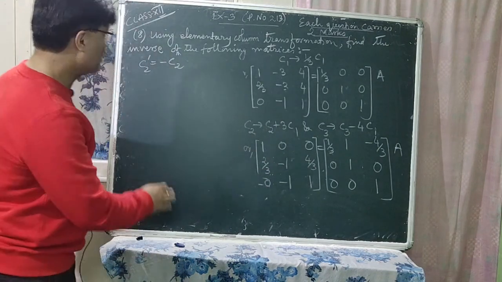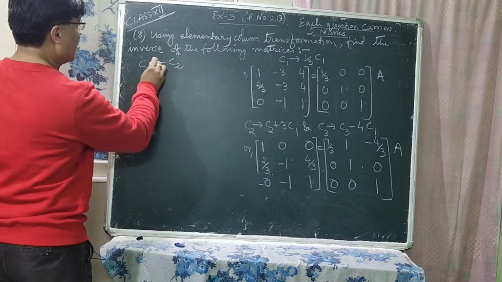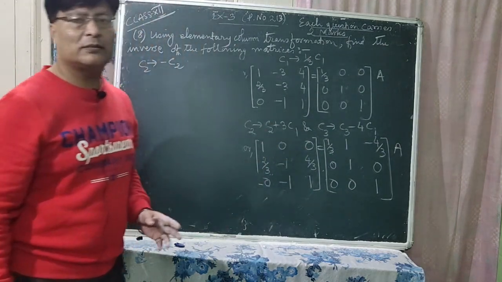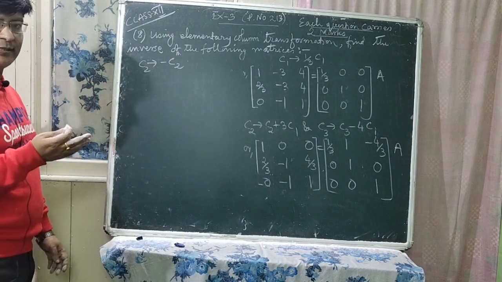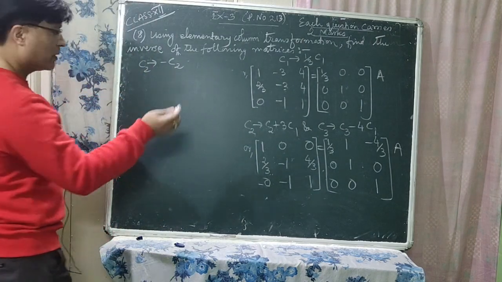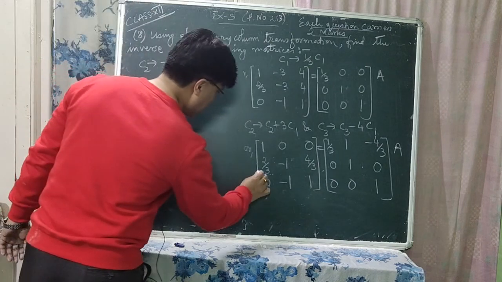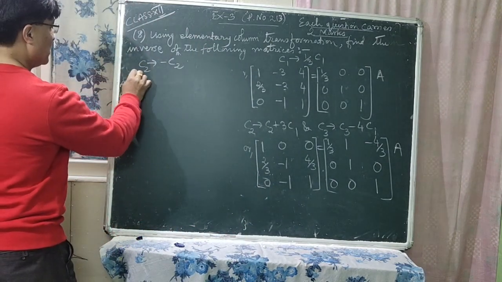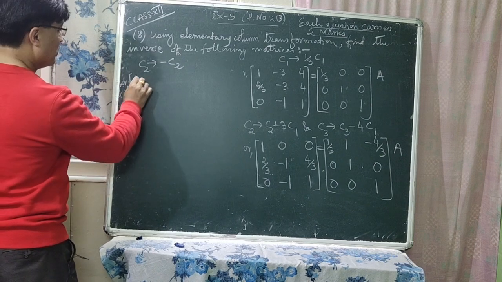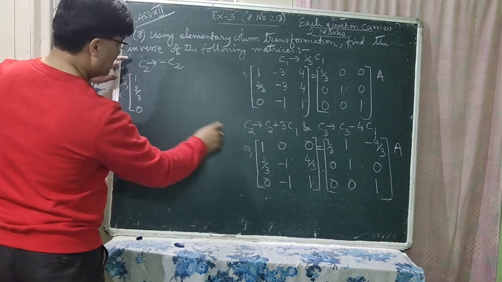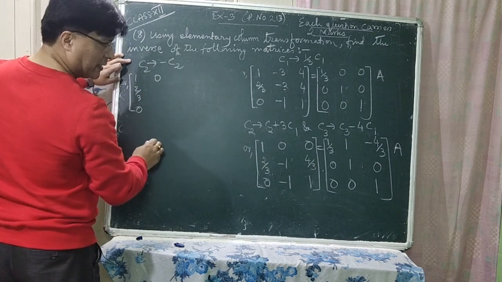C2 dash, or you may write C2 arrow mark minus C2. So how does the element of C2 change? By taking minus C2. Okay. Now in this case, this column 1 remains same. So what is column 1 here? 1, 2 by 3, 0. So column 2 changes. It should be multiplied by minus 1.